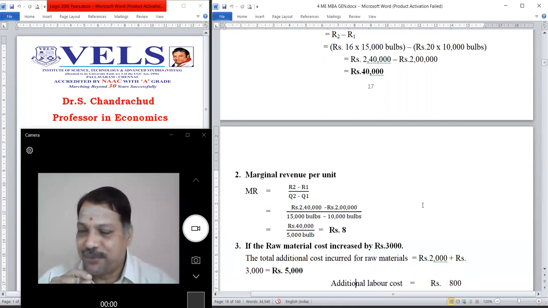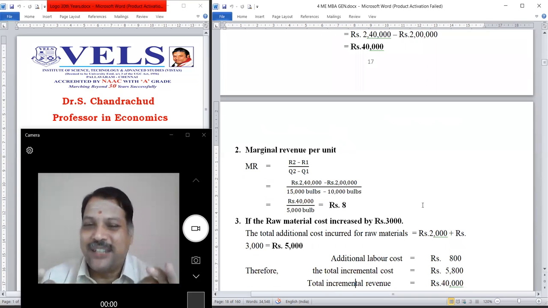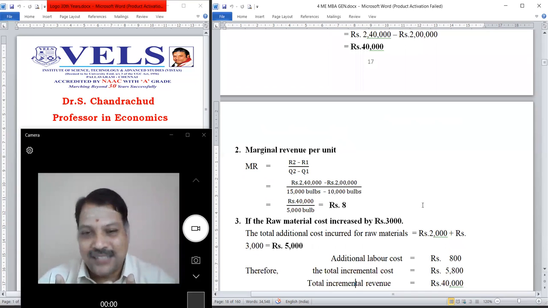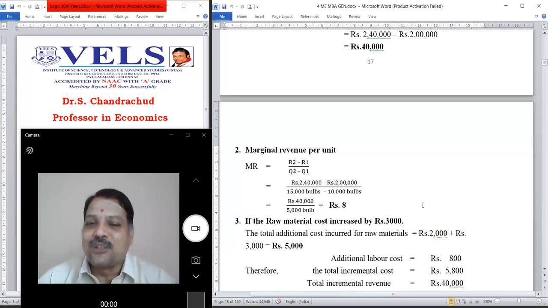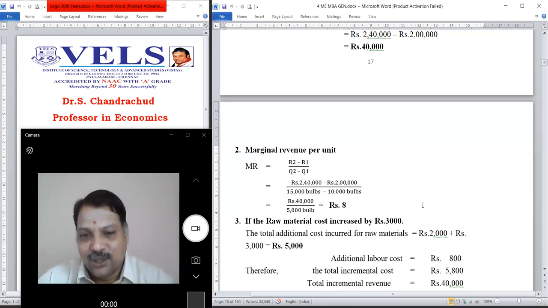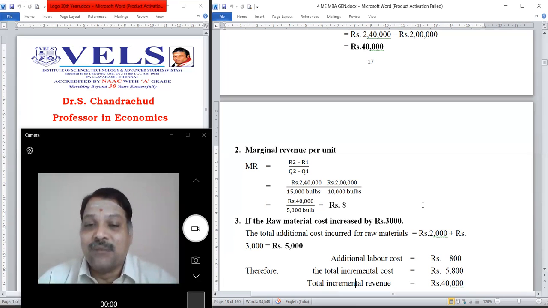Now we come to the next question. Find the marginal revenue per unit. How to calculate the marginal revenue? The formula is very clear: R2 minus R1 divided by Q2 minus Q1. What is R2? It is the new revenue. What is R1? It is the old revenue. Q2 is the new sale value. Q1 is the old sale value. So R2 is 2,40,000, and R1 is 2 lakhs. And we know the sale increased to 15,000 bulbs from 10,000 bulbs. So when you apply 2,40,000 minus 2 lakh divided by 15,000 minus 10,000, that is rupees 40,000 divided by 5,000 bulbs, which is rupees 8. So the marginal revenue per unit of this particular reduction in price is rupees 8.